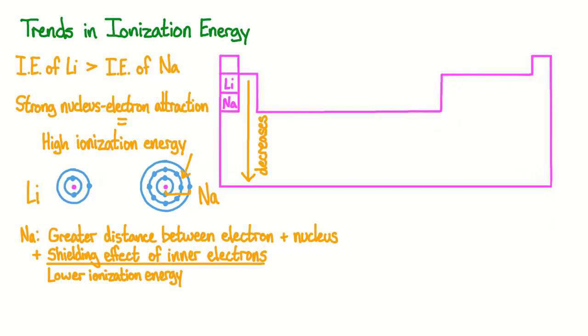Both of these two differences, the greater distance between the electron and nucleus, and the shielding effect of the inner electrons, weaken the attraction between the nucleus and the electron of interest, and therefore lower the ionization energy of sodium. For any two elements in the same family, the one lower down on the periodic table will have a greater distance between the electron and nucleus, and more of a shielding effect from its inner electrons. So the pattern of ionization energy decreasing down the periodic table will hold.